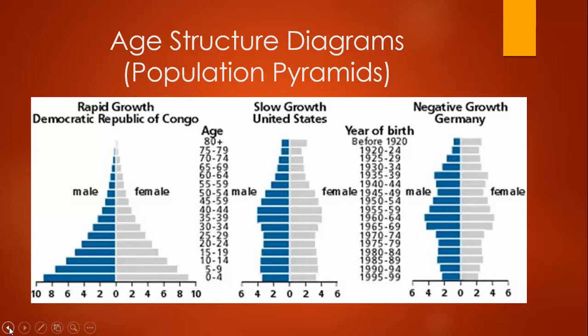And then finally, here on the right, we see a population pyramid for Germany. Nations like Germany, Italy, Greece, they're actually undergoing negative population growth. So the age structure diagram for this would be smaller at the bottom, indicating a very low birth rate, larger in the middle, and at the top. Basically, it looks like an inverted pyramid.